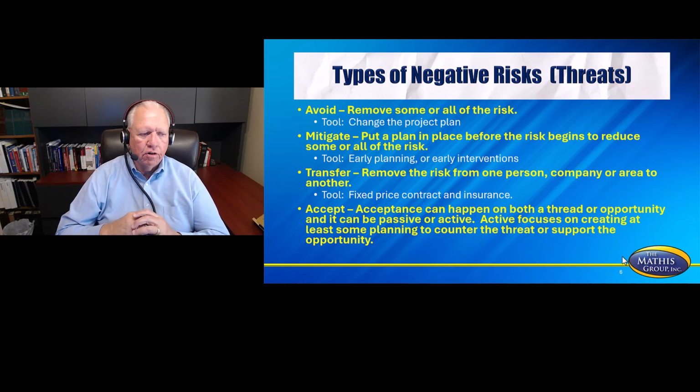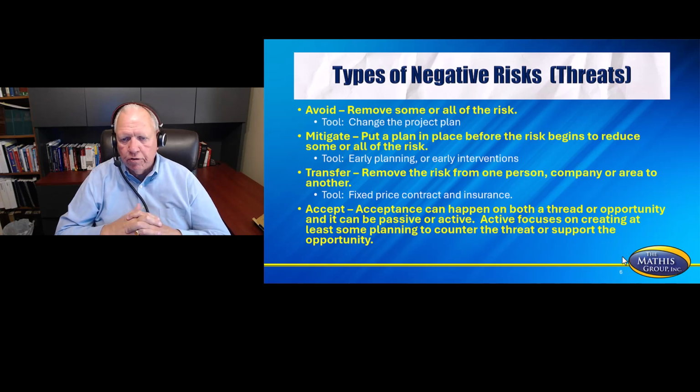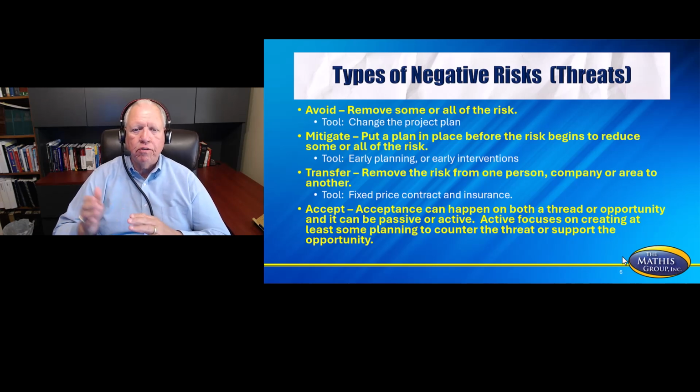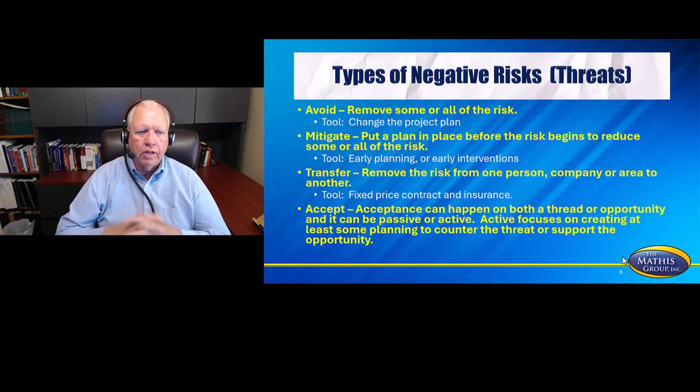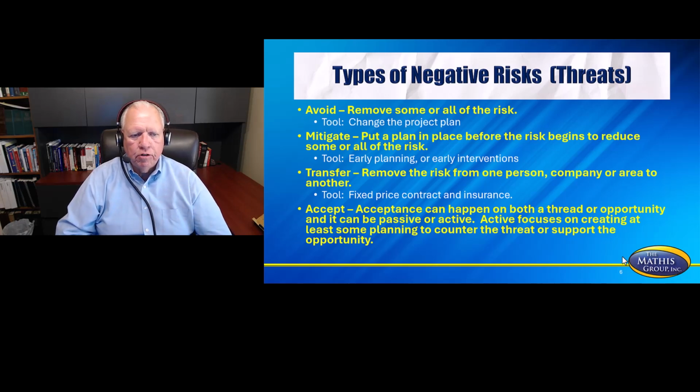The second is going to be mitigate. Mitigate and contingency are not synonymous. Mitigation is always going to be in the future, before the risk happens. Contingency is always after the risk happens. So in mitigation, you put a plan in place before the risk begins to reduce some or all of the risk. The tools they typically talk about for mitigation are early planning and early intervention, because it's happening before the risk happens.